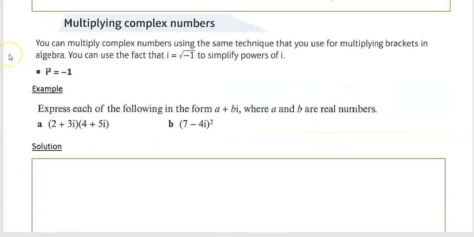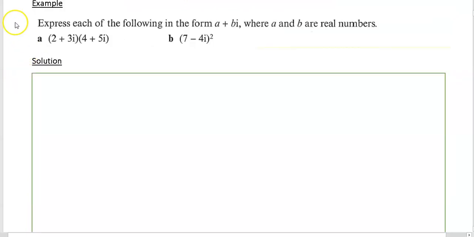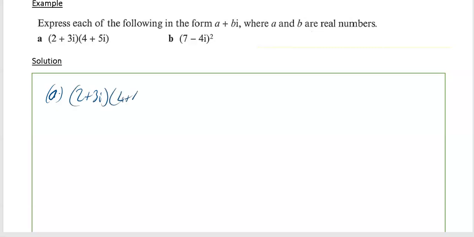Okay, we're now going to look at multiplying complex numbers. Now remember we said that i is equal to the square root of minus 1. That means i squared equals minus 1. So we're going to use that in this example here. So here we've got a, and a is equal to 2 plus 3i, multiplied by 4 plus 5i.